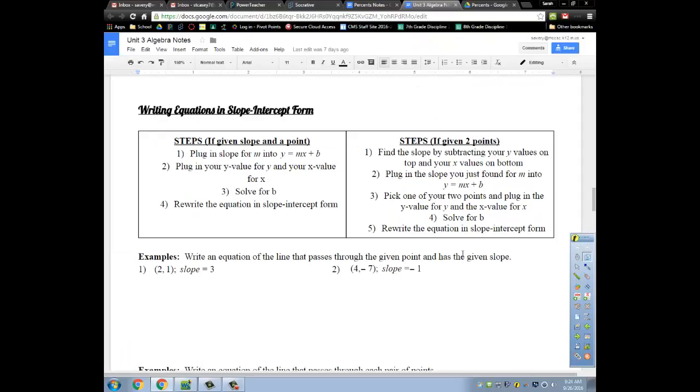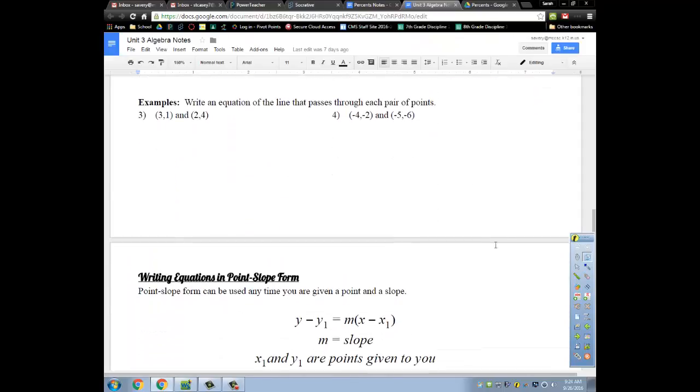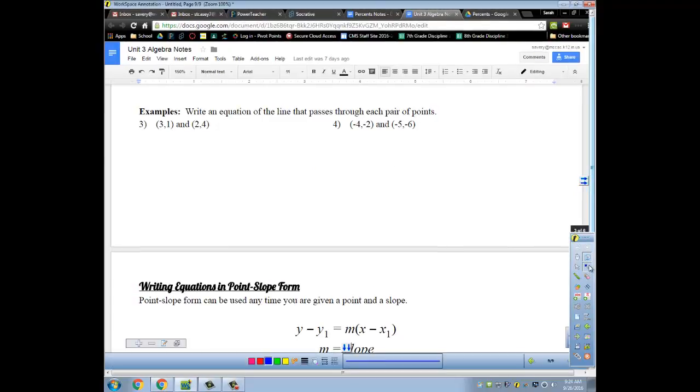Now the next two examples, they're not going to tell us the slope. They're just going to tell us 2 points that my line will go through. So the first thing I need to do is find my slope. So remember, to find the slope it's y2 minus y1 over x2 minus x1. So subtract your y's on top, 4 minus 1. Subtract your x's on bottom, 2 minus 3.